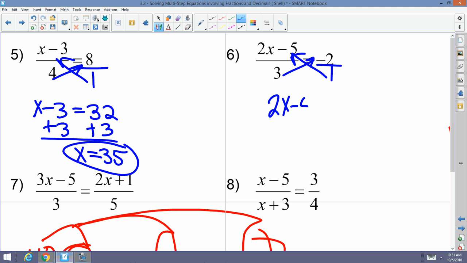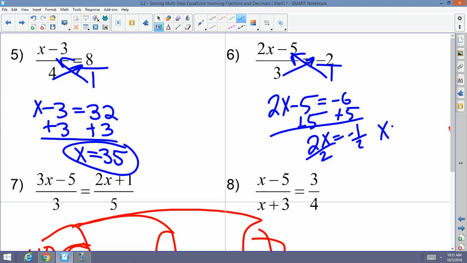Now here, cross multiply. So I got 2x minus 5 equals negative 6. Add 5 to both sides. 2x equals negative 1, divided by 2. x equals negative 1/2. Does that make sense?